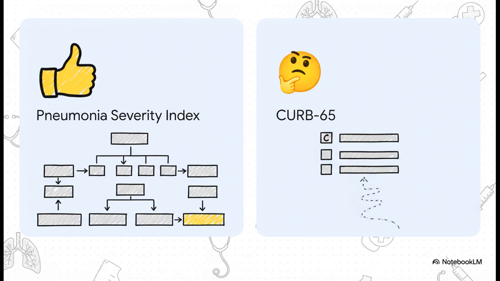Now, you also have CURB-65. It's definitely simpler, and it's not bad for predicting prognosis, but, and this is key, it's not validated for deciding that initial site of care. So bottom line, lean on the PSI. But let's be real, these are guides, right? Your clinical judgment is still king.